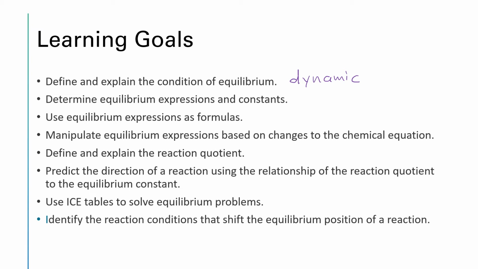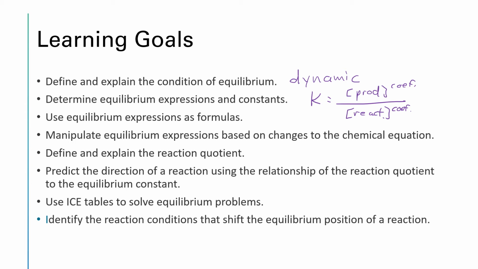We wanted to determine equilibrium expressions and constants. So that's where we learned to write that K is equal to the products raised to their coefficients divided by the reactants raised to their coefficients. And if you have more than one reactant or more than one product, you just keep multiplying them in the top or in the bottom. We looked at using equilibrium expressions as formulas. We usually have a number for K, and then we'll be given enough information about all the other chemicals that we can solve for one unknown.